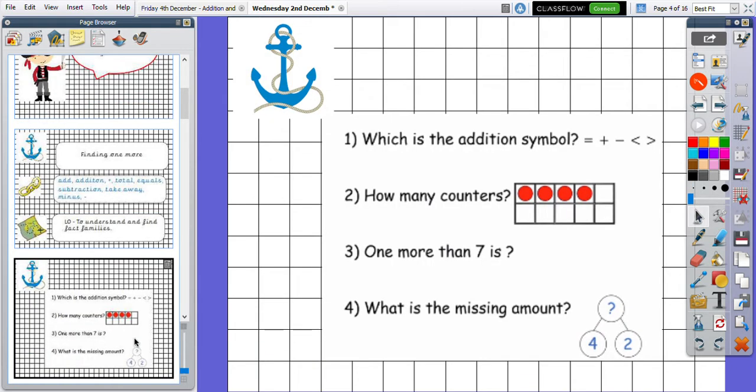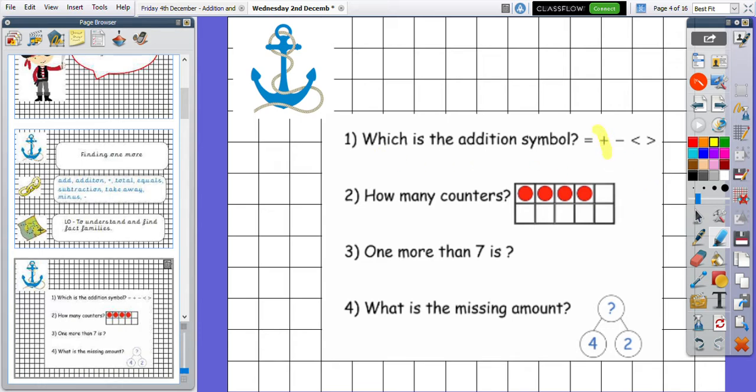So we are going to start off with a bit of an anchor just to get your brains warmed up this morning and to get you ready for your maths session. So question number 1, it says, which is the addition symbol? Number 2, how many counters are there? Number 3, what is 1 more than 7? And number 4, what is the missing amount? Okay, you can pause it if you would like to whilst you answer the questions, and I will go through the answers with you.